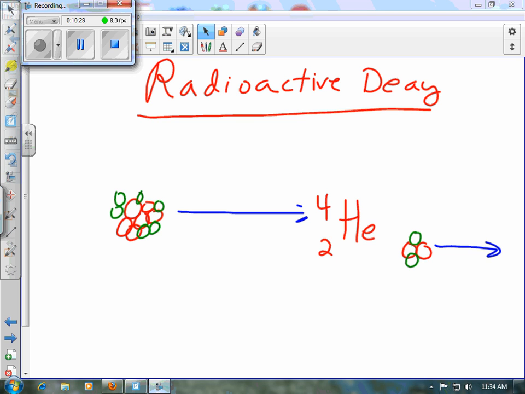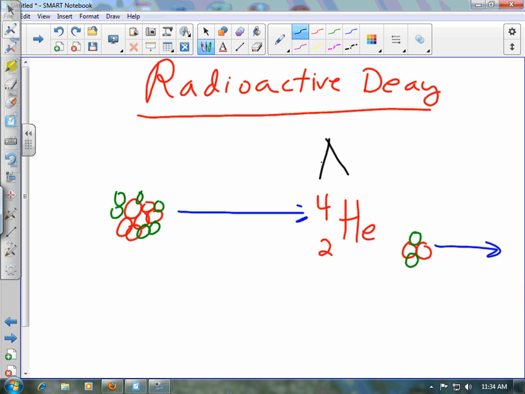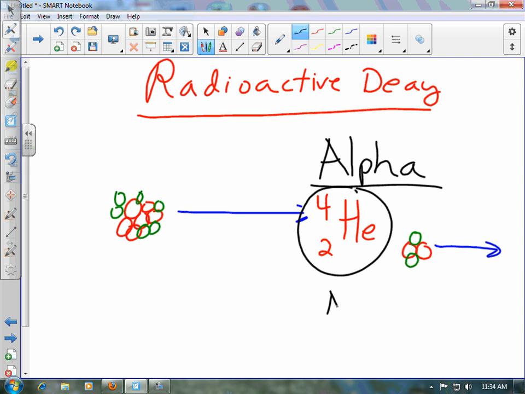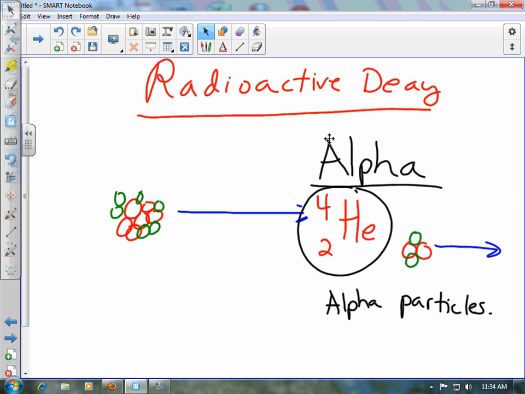This type of radiation is called alpha. And these particles are called alpha particles. Okay, let's go to the next video and we'll talk about the other types of radiation.